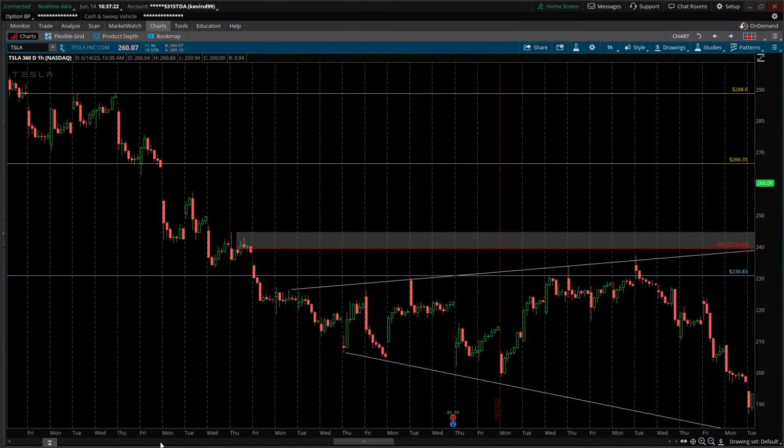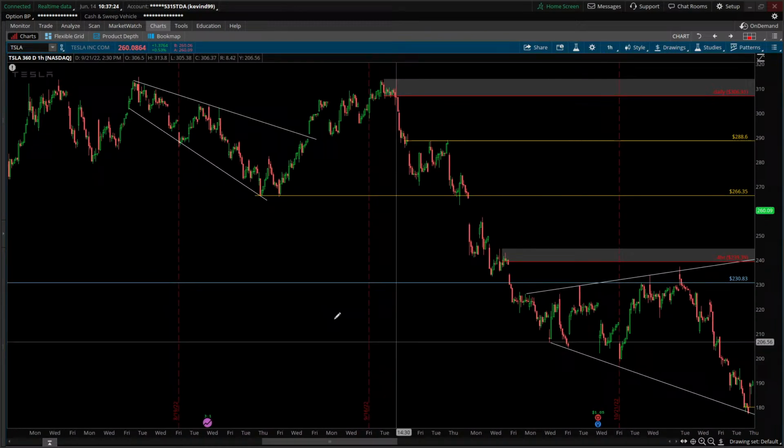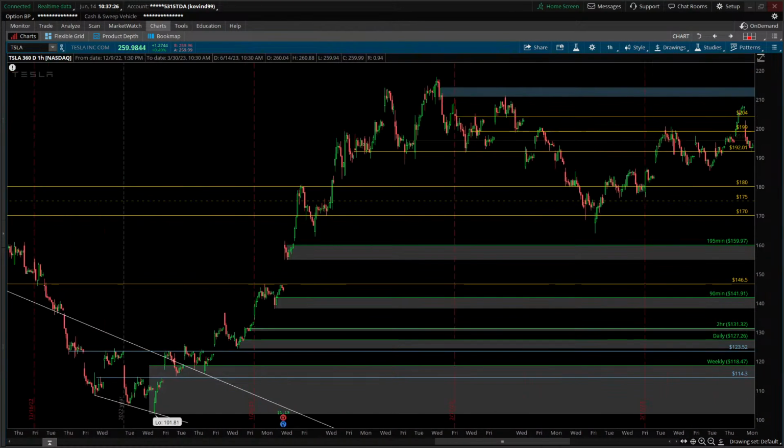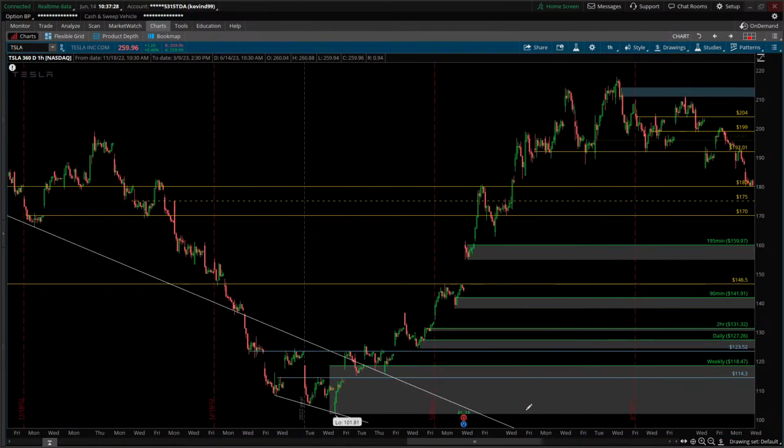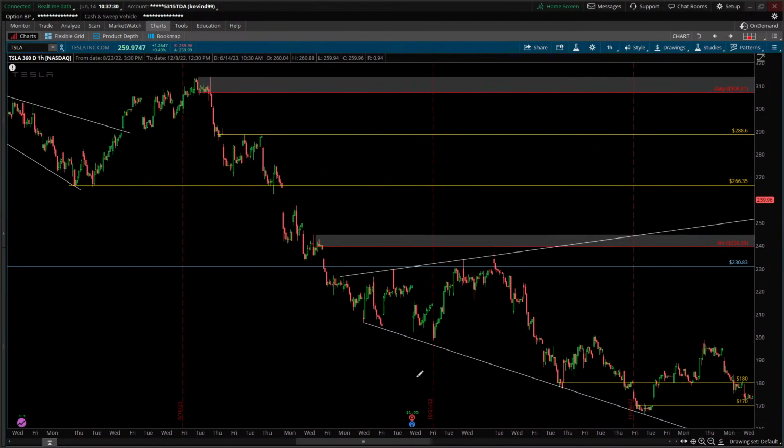There's a couple notes I have on Tesla though. There is a gap zone that we're in right now, and up to the top of that gap on a daily chart, it's at 267.